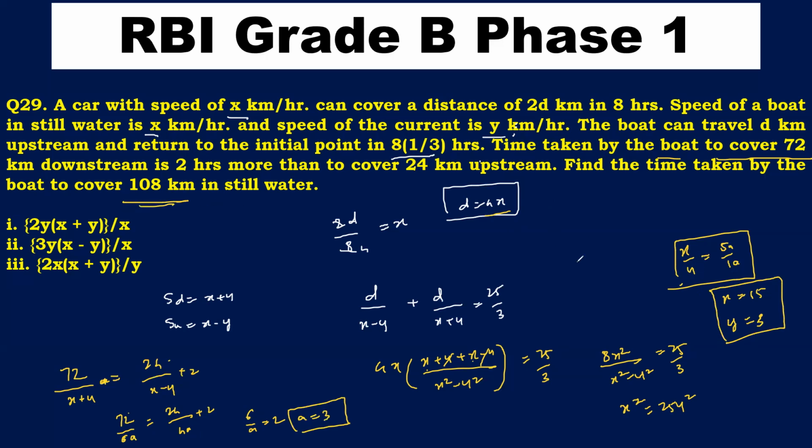So x is the still water speed. At the speed of 15 to travel 108, the time taken will be 108 upon 15. So just put the values of x and y and match wherever this option is coming. Okay, the option may not be like this as well. In the actual exam, we don't know exactly what was there.